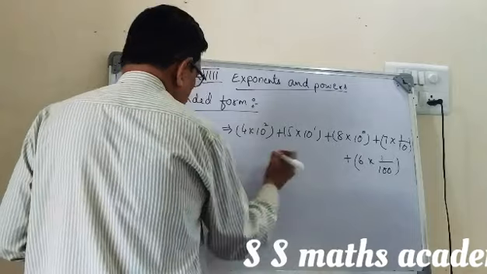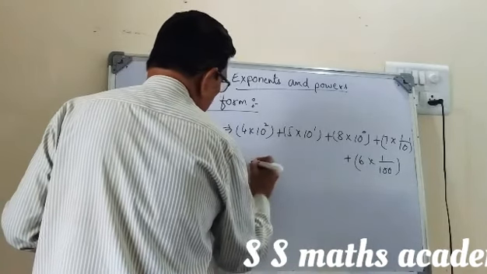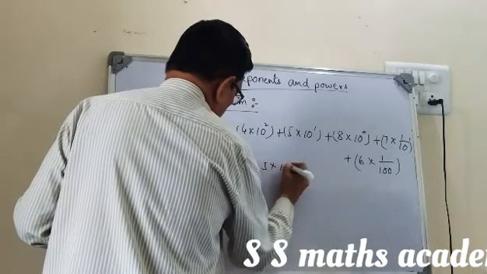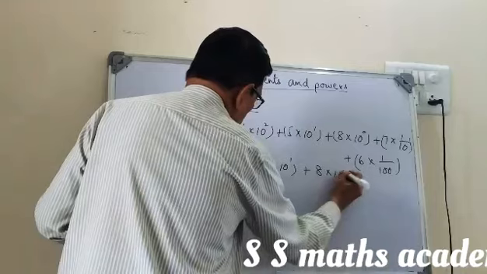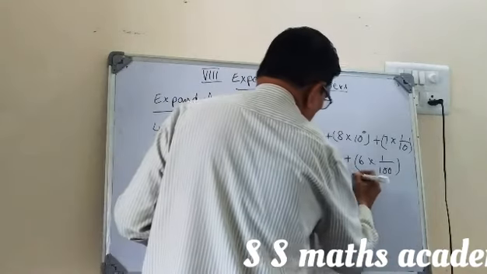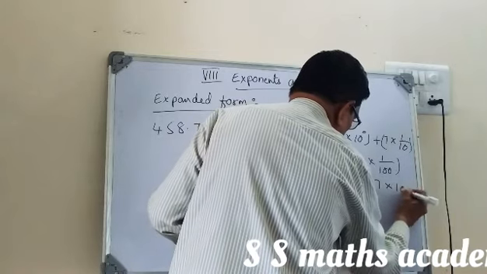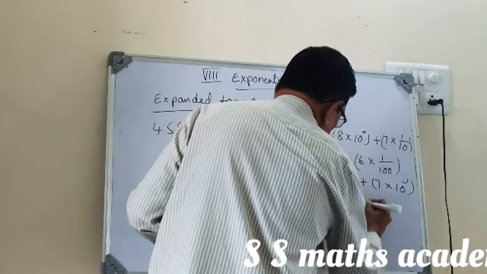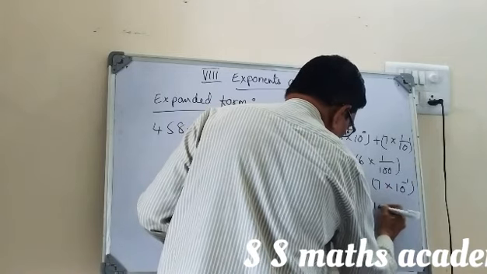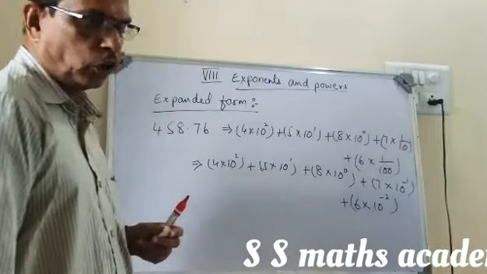And again we expand further. 4 into 10 square, plus 5 into 10 to the power of 1, 8 into 10 to the power of 0. Plus 7 into 1 by 10, we can write this as 10 to the power of minus 1. Plus 6 into 1 by 100, we can write as 10 to the power of minus 2. So 6 into 10 to the power of minus 2.